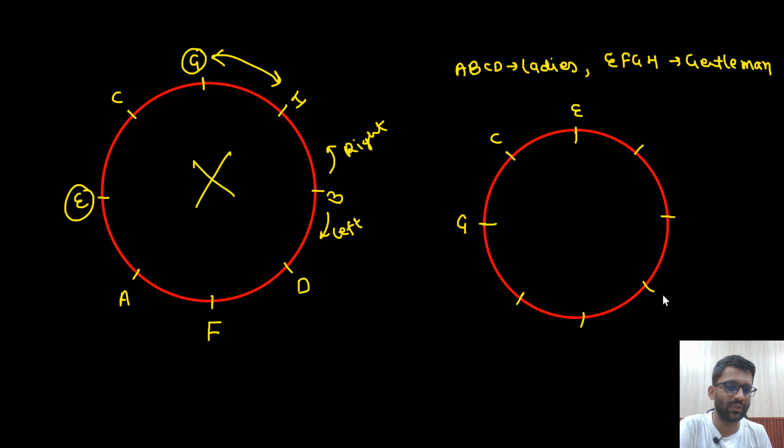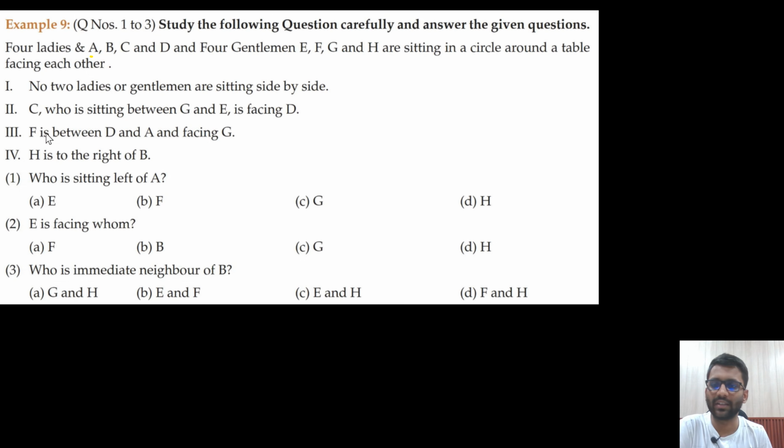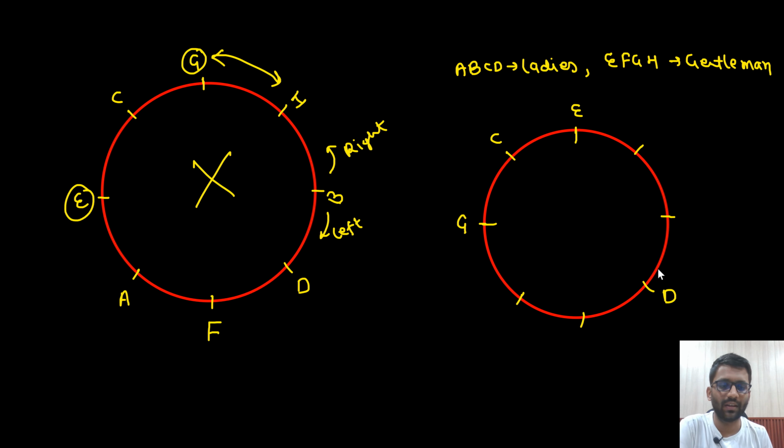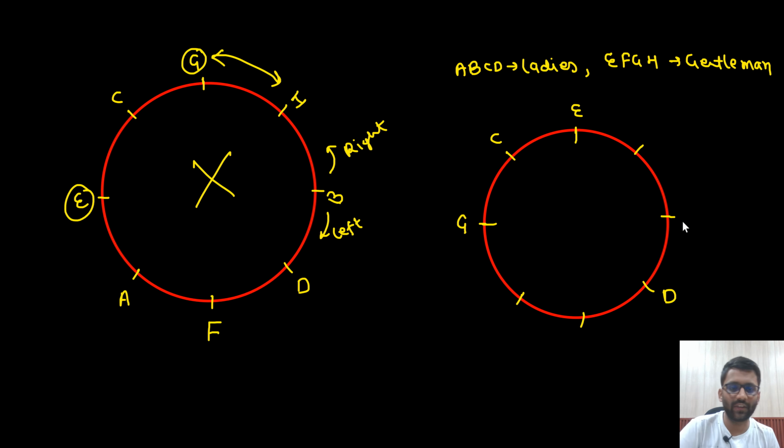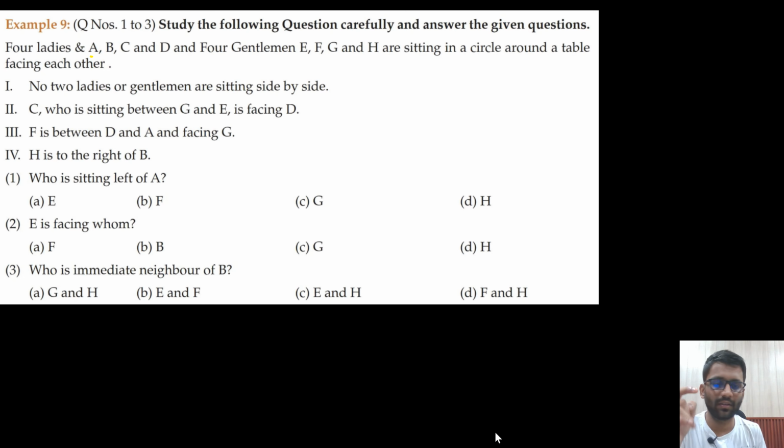Okay. And opposite to C is D. The next statement is F is between D and A. So now F is between D and A, and F is facing G. So F is facing G, so F has to be here. So A has to be here, because F is between D and A.